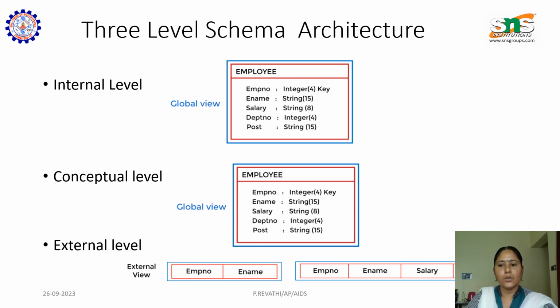Conceptual level or conceptual schema. This level describes the whole structure of the whole database for users. It hides the details of physical storage structure and concentrates on entities, data types, relationships, user operations and constraints.